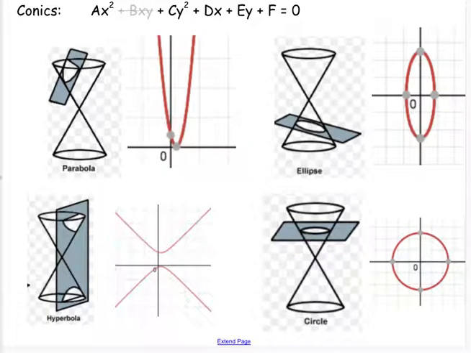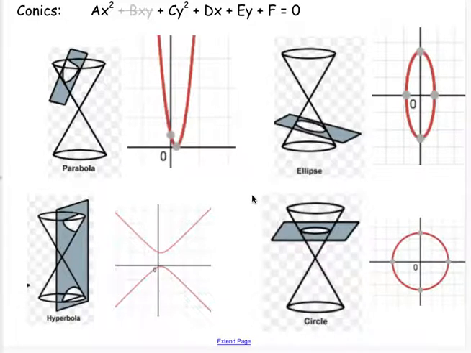Friends, this is going to be a quick video on identifying conic sections by their equations. We already took a look at how to identify conic sections based on the angle at which the plane is cutting the cones. But now we're going to take a look at how, if we're just given the equation, how do I know? Am I dealing with a parabola? Am I dealing with a hyperbola, an ellipse, or a circle?